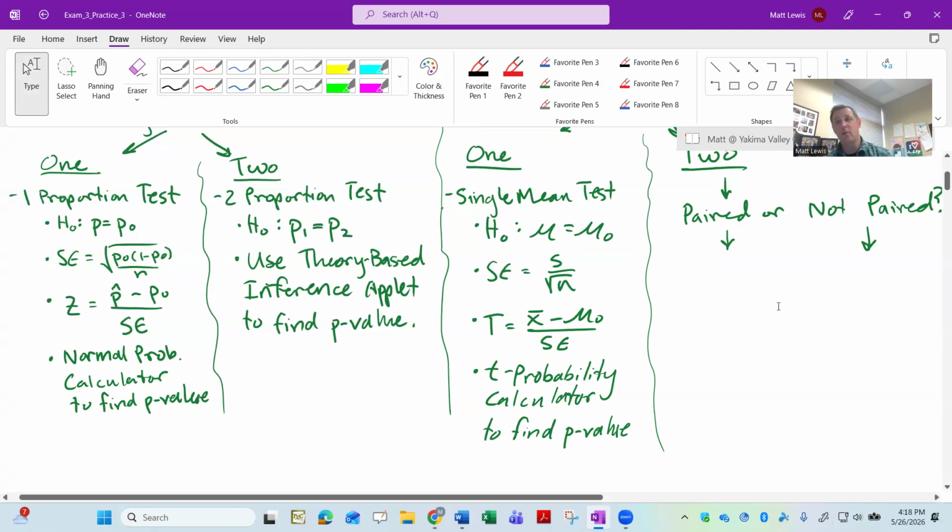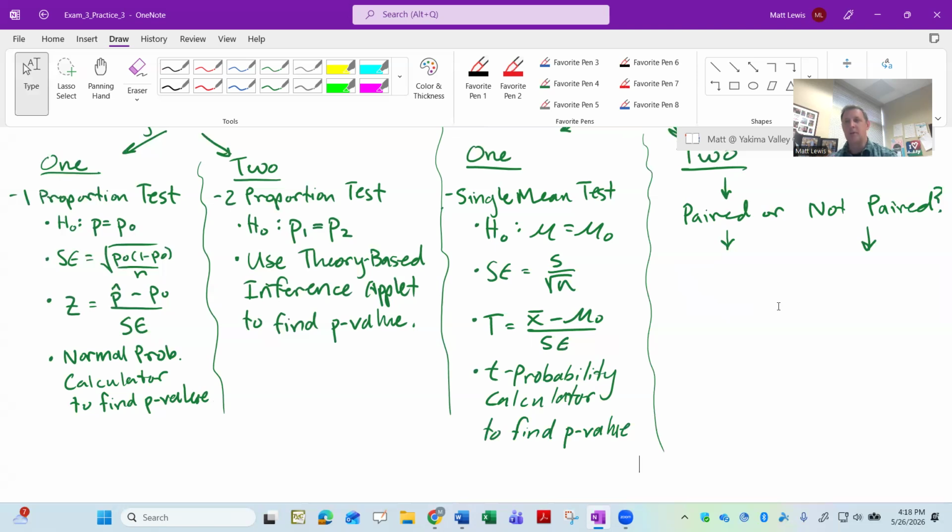Is the data paired or is it not paired? So remember, paired means that every member of one group, it makes sense to pair them up with a specific member of the other sample group. So first of all, your two sample groups have to have the exact same number of people for you to even entertain the idea that they might be paired. But it goes beyond that. You also want to make sure that it makes sense to have a connection.